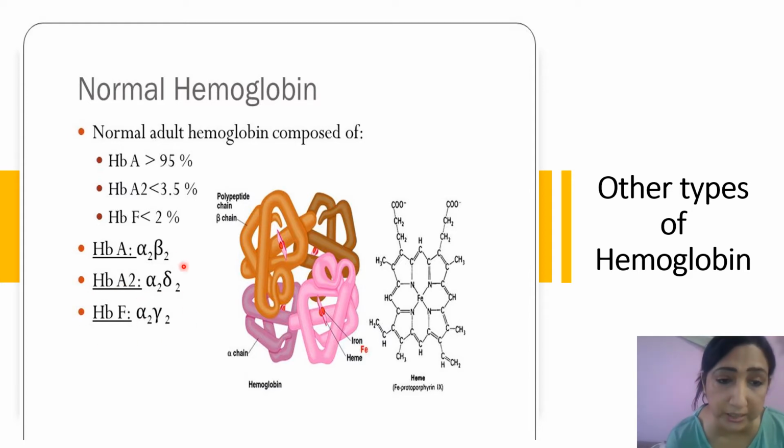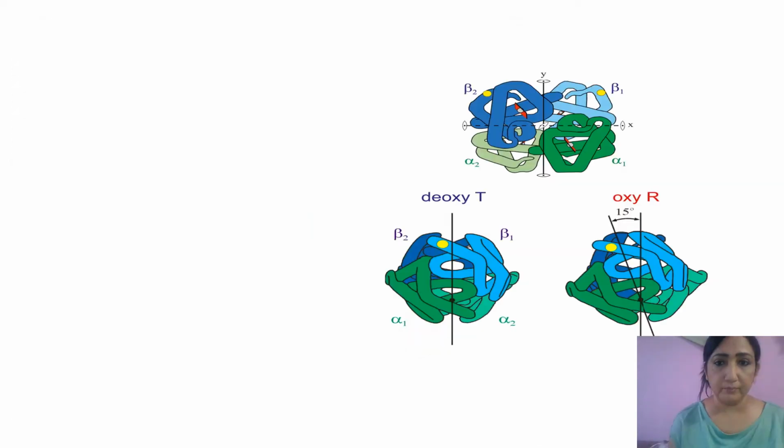Why are we concerned about these polypeptide chains? Because with changes in beta, gamma and delta, the affinity of hemoglobin towards oxygen also changes. So it is very important to know which type of polypeptide chain is present in which type of hemoglobin.